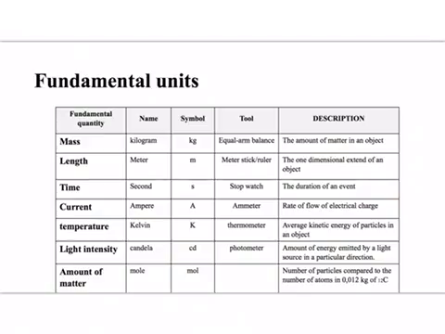These are the fundamental units. We have 7 of them. The first one is the mass. The unit of mass is kilogram, the symbol kg, and we use an equilibrium balance to measure mass. It's the amount of matter in an object.